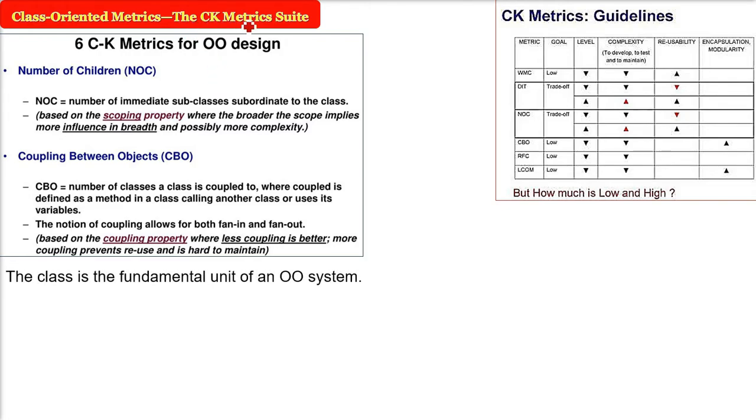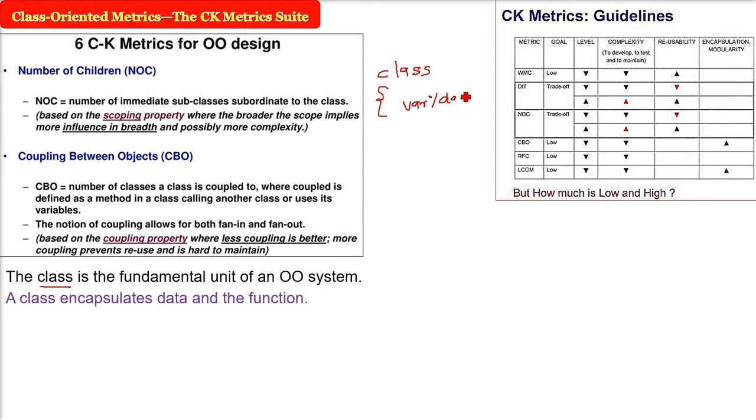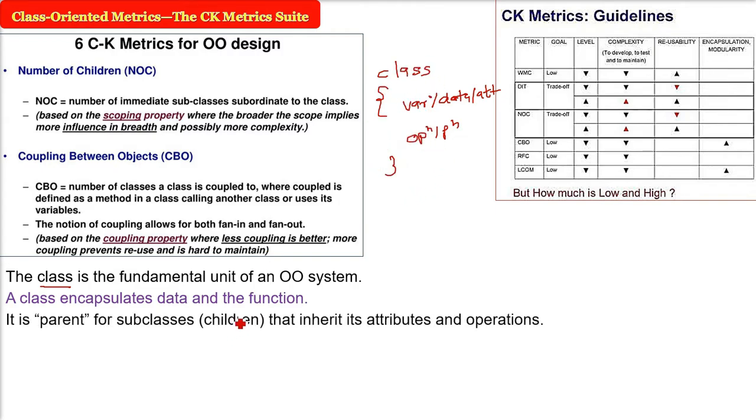The CK metrics suite is a class-oriented metric. In an object-oriented design, the class is the fundamental unit of an object-oriented system. Because when we make a class, then we make objects. A class is encapsulating what? Data or attributes. And then we have functions. The functions are going to manipulate or work on this data. This can be an operation, a function, or a procedure. So a class will encapsulate these.